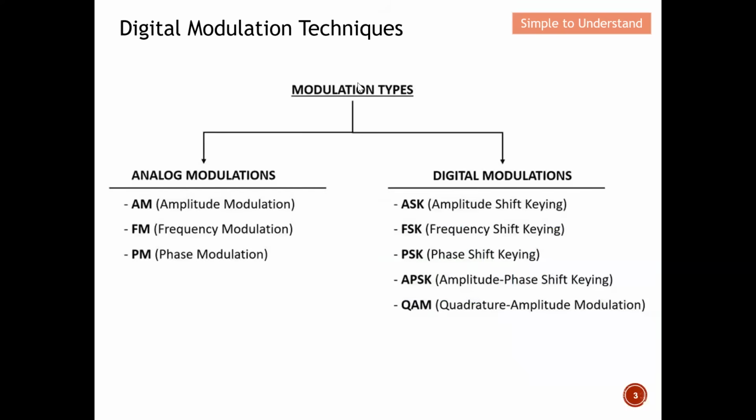As I mentioned early on, modulation falls into analog modulation and digital modulation. The three very common digital ones are ASK, FSK, and PSK. But APSK, which is a combination of amplitude and phase, and QAM are actually quite similar. I will take another opportunity to explain this form of digital modulation. But in this video, I'd like to concentrate on ASK, FSK, and PSK.